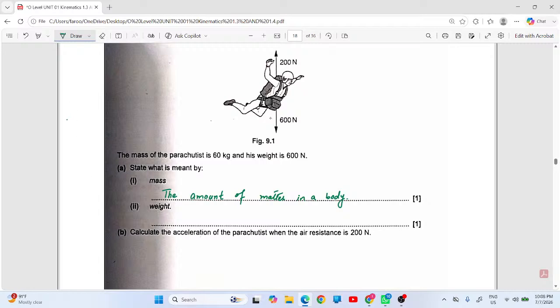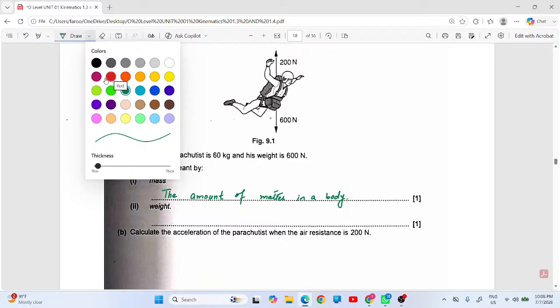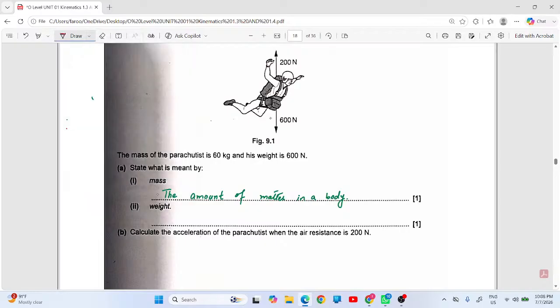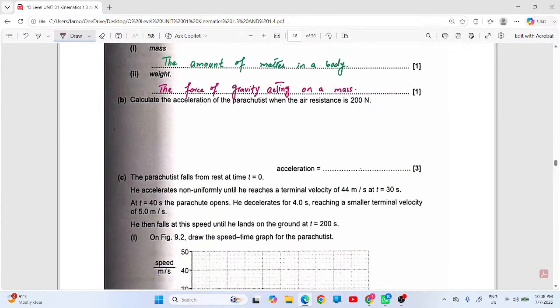What is weight? The gravitational strength acting on mass. So the gravitational force acting, what do we write? Force of gravity acting on mass. Gravity acting on a mass.